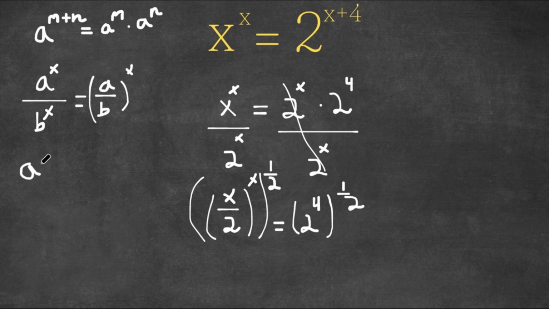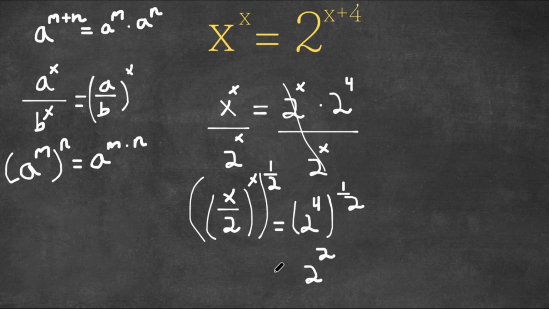Now if we have a to the power of m to the power of n, this is also equal to a to the power of m times n. So 2 to the power of 4 to the power of 1/2, well, what's 4 times 1/2? 2. So this would be 2 to the power of 2. And for our left side here, x times 1/2 is simply x over 2. So we would have x over 2 to the power of x over 2.